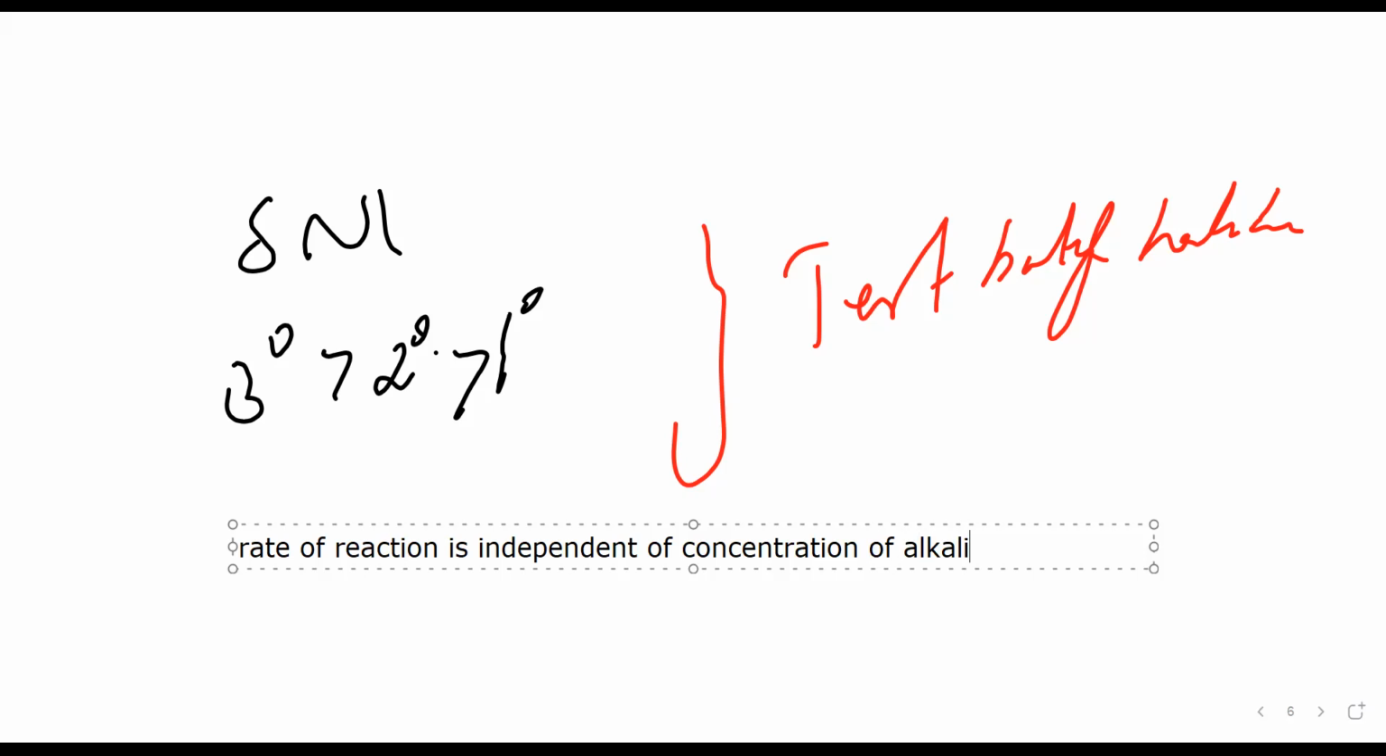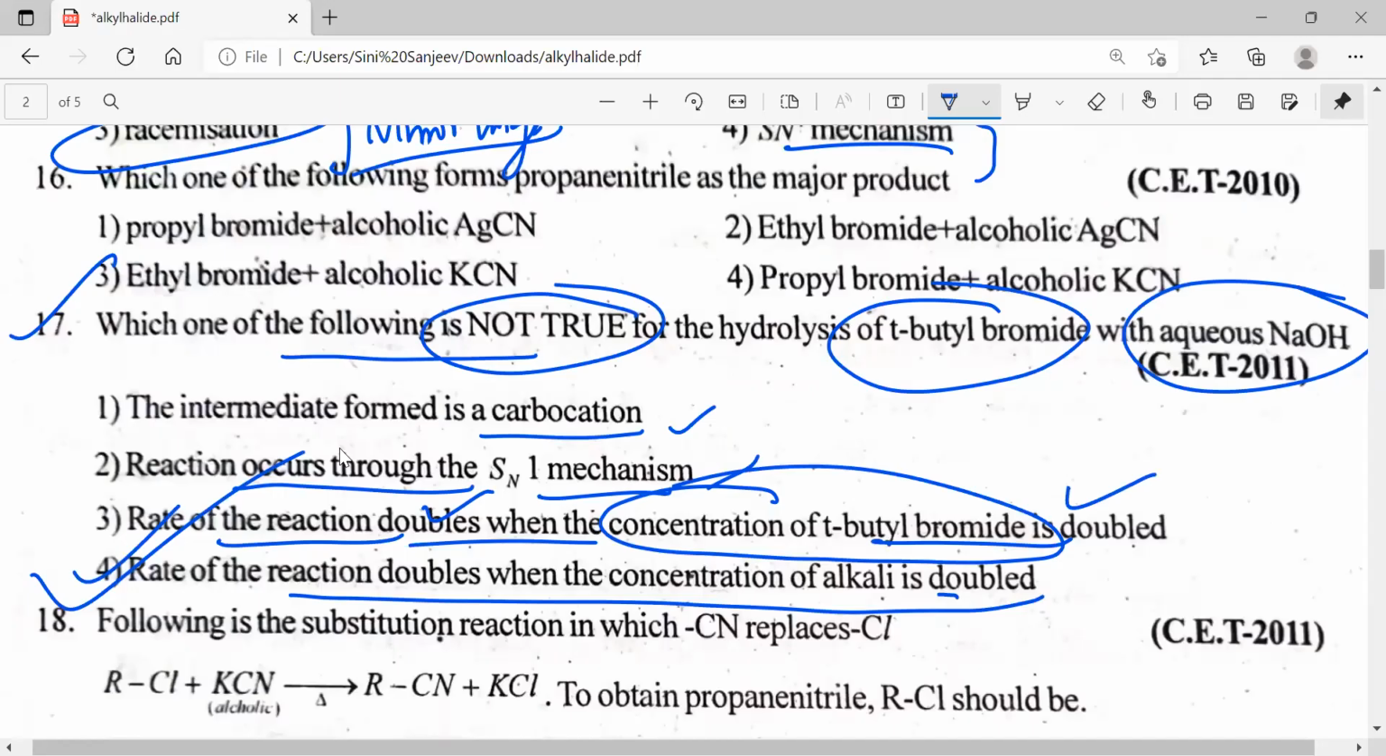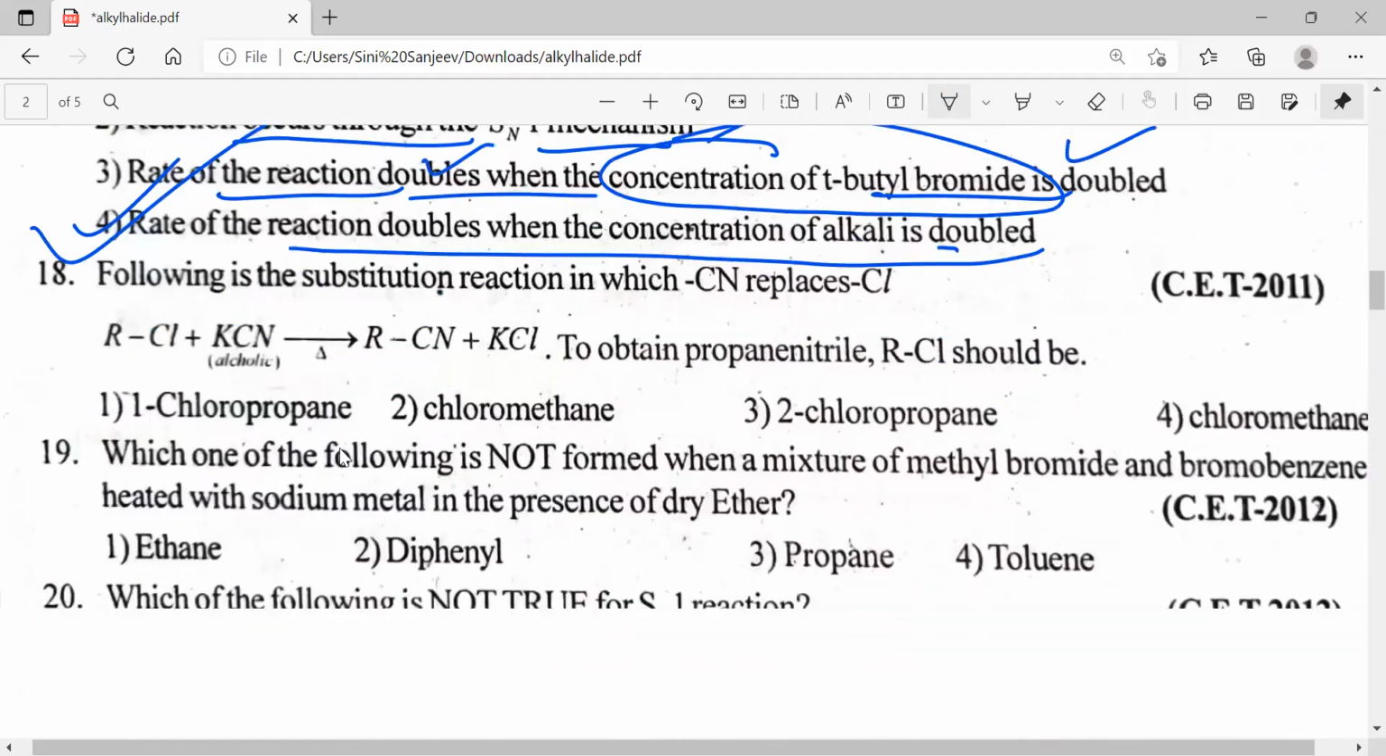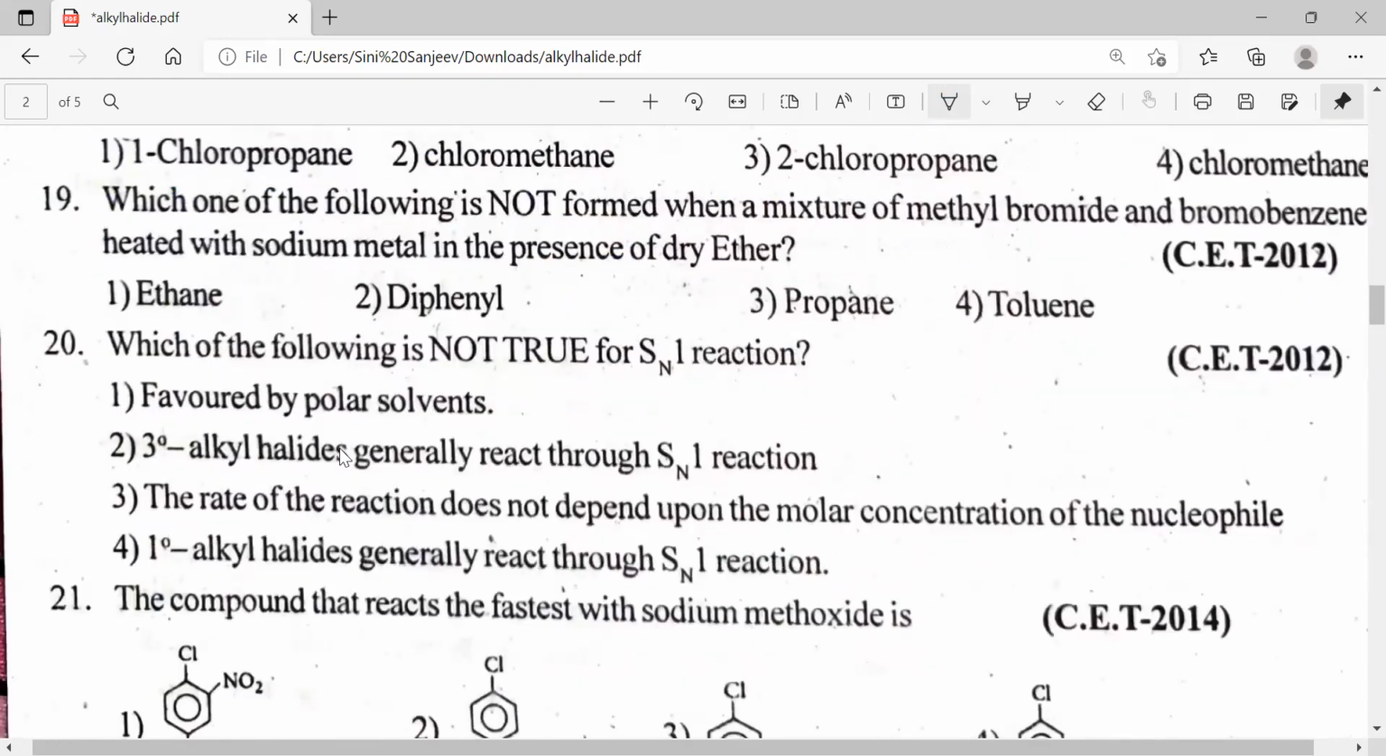So again here, what we are doing is using the elimination technique. We are eliminating the what? The right answers, because here the question is "not true." So obviously you have to eliminate the right answers. Let's see if any other similar question is there. One more question I got.